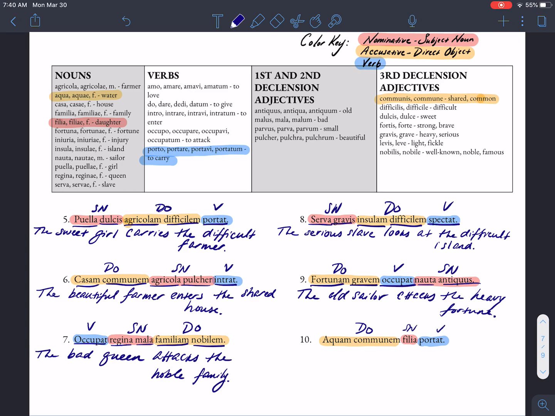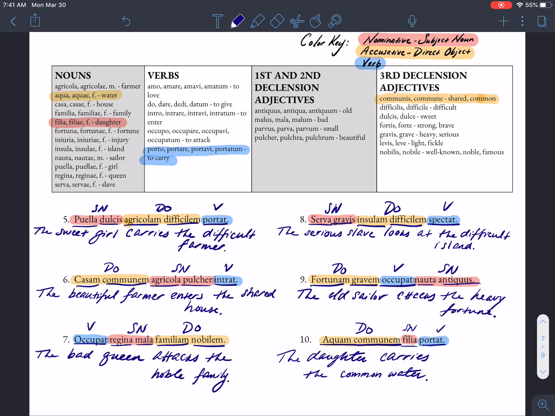Let's put this together. So the filia, the daughter, portat, carries, the aquam communem, the common water. Or you could say shared water. Either is acceptable. So that's that. We went through our markup and our translation of last week's sentences, the translation which you were supposed to do for homework and submit to me.